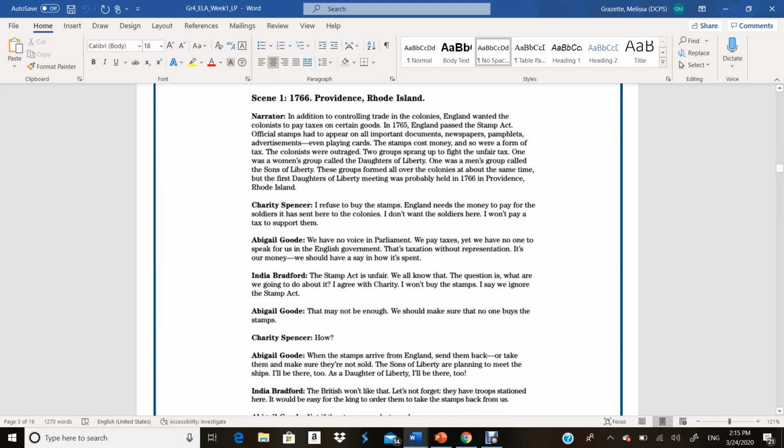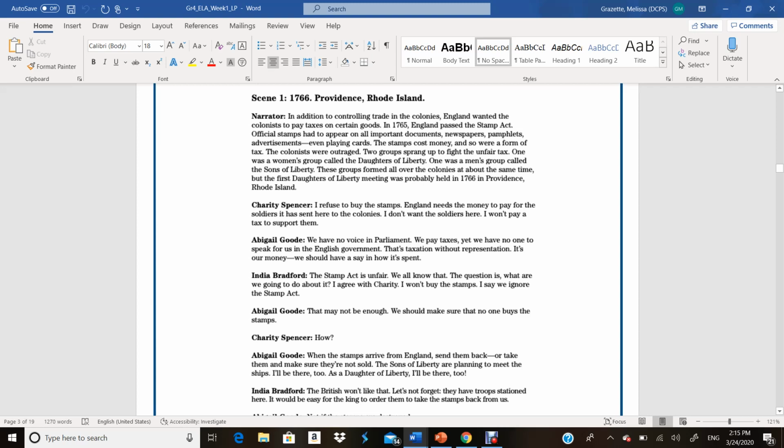Charity Spencer: I refuse to buy the stamps. England needs the money to pay for the soldiers it has sent here to the colonies. I don't want the soldiers here. I won't pay a tax to support them. Abigail Good: We have no voice in Parliament. We pay taxes, yet we have no one to speak for us in the English government. That's taxation without representation. It's our money. We should have a say in how it's spent.